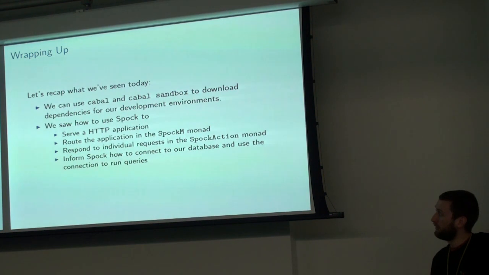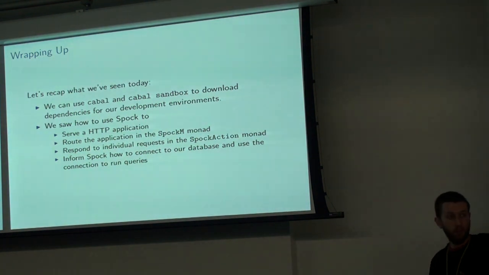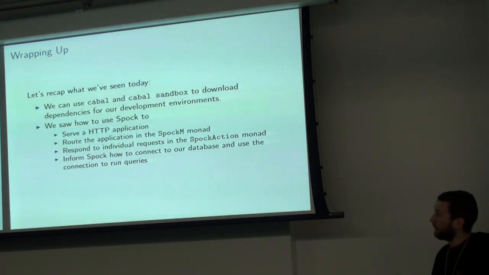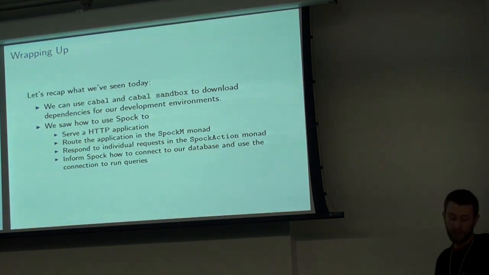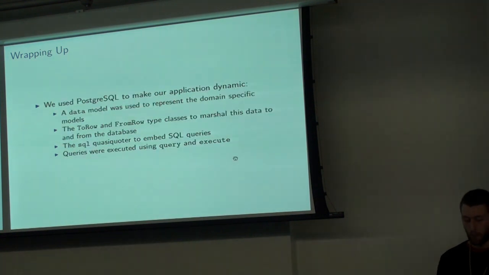And then we saw how to use Spock to serve an HTTP application, specify the routes inside that application, and specify the logic of what needs to happen inside each of those routes. And that was working inside the Spock end monad and the Spock action monads. And then we also showed Spock how to connect to a Postgres database so we could run database queries against Postgres. Then we used Postgres to do just some basic read and write statements. We used to-row and from-row to specify the marshalling between the Postgres database and our Haskell data types. And we used the SQL quasi-quoter to embed SQL queries directly into our source code. And we saw that we could execute these queries with the query function and the execute function.